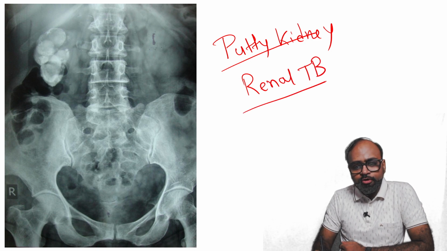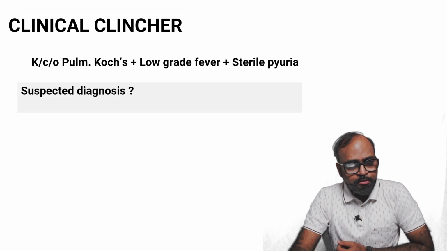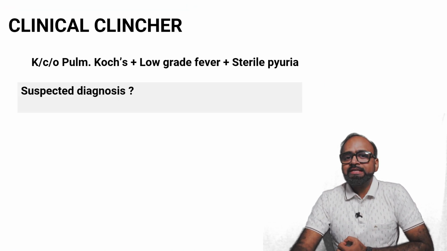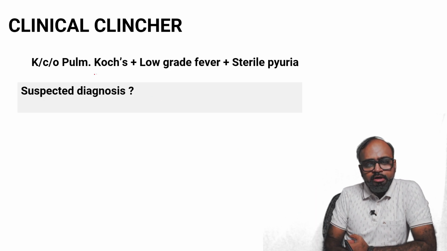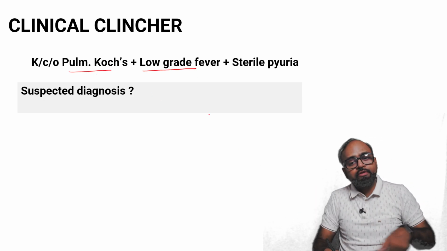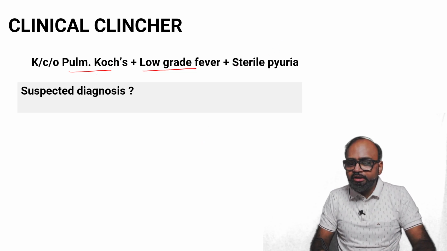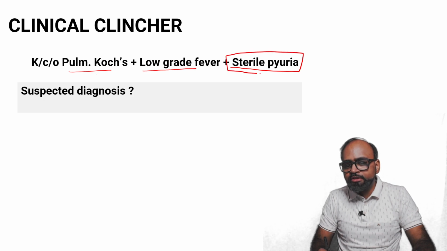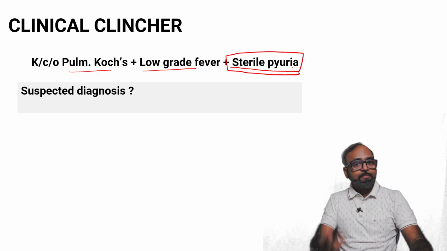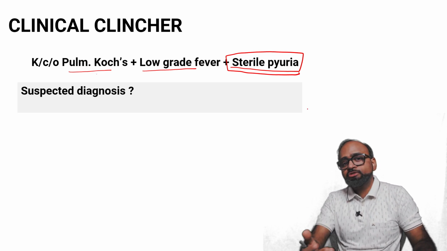So that is what we are going to revise quickly, because this was a recent NEET pattern question. If the examiner gives you a history of a patient with pulmonary Koch's, who now presents with low grade fever, the clincher for the diagnosis of renal TB, remember, is sterile pyuria. When you read these terms in your exam, remember the examiner is helping you. The examiner is pointing towards a diagnosis of sterile pyuria, pus cells within the urine.